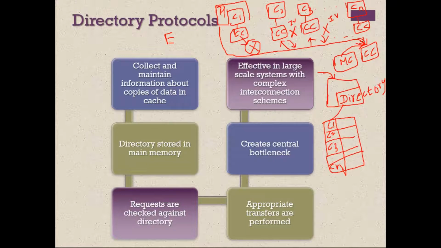Now the centralized controller will grant permission to P1, exclusive permission. It gives P1 exclusive access over x. Now P1 will modify x and x will become x dash. Is it clear? This is how the directory protocol works. In a directory protocol, along with the memory controller there will be a centralized controller, and along with every cache there will be a cache controller.